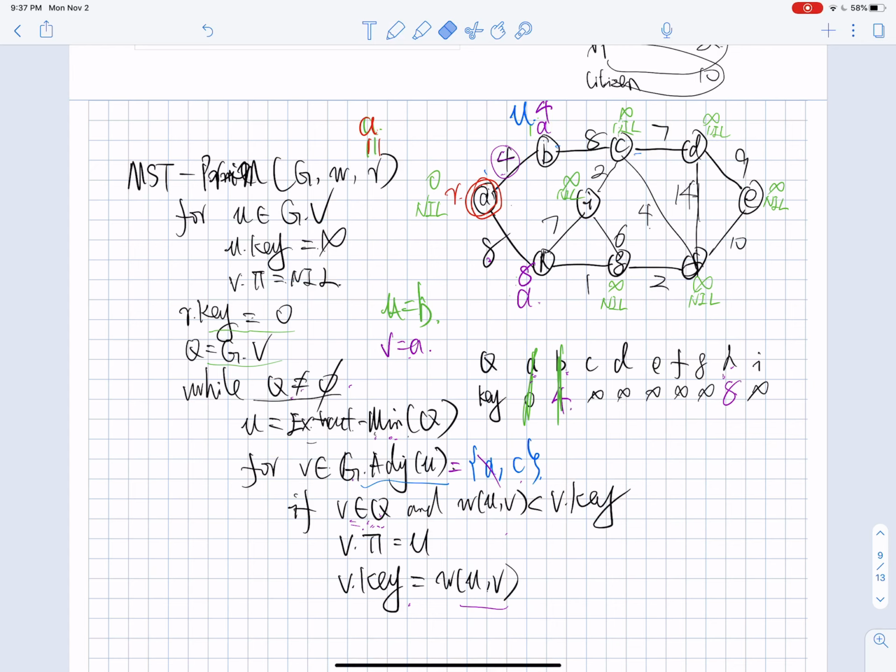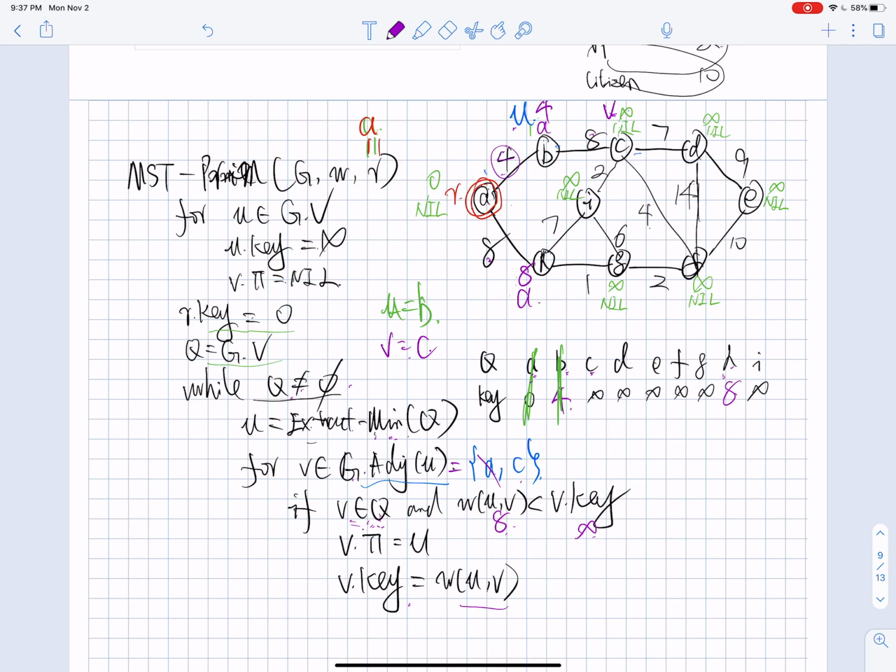And then we just have V equal to C. Okay, V equal to C. So we're going to put V over here. So if V is inside the queue or not, yes, C is in the queue, okay? So the first condition is true. Next, we're going to have to check if WV is less than key. So U is here, V is here. WV is 8, so this is 8. Well, V dot key is what? Is infinity, so this is true.